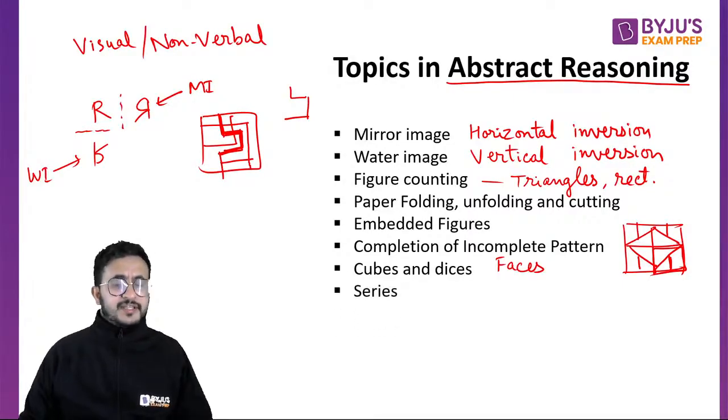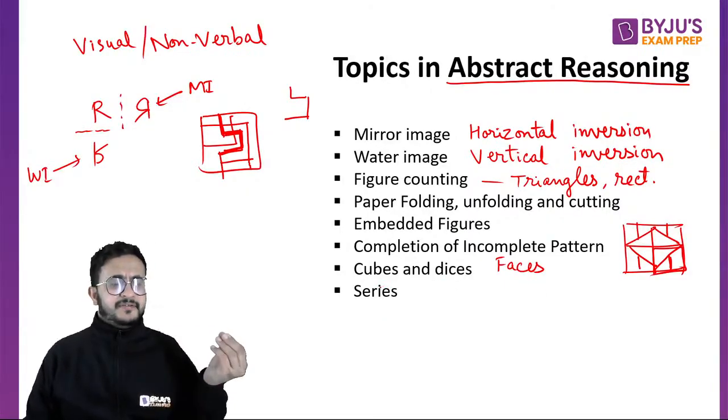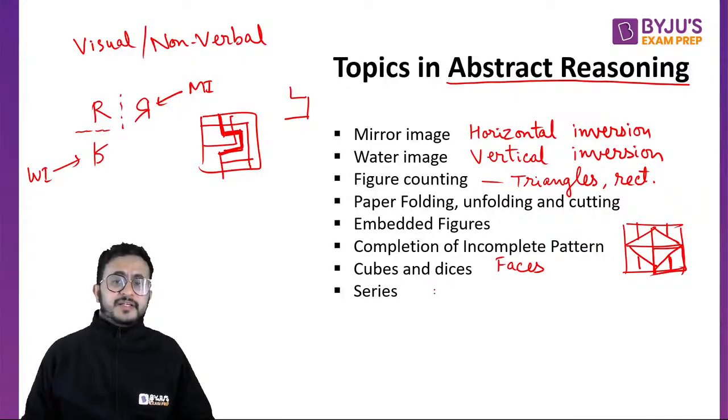Then series. So you have a series of images, right? And there will be some activity within this. So it will be either some rotation of the figure, or it could be like some new image being added, right?